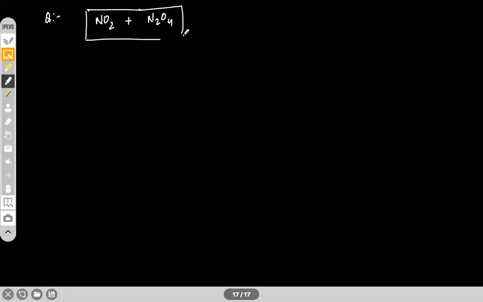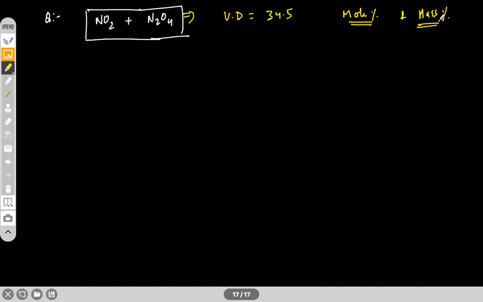If the vapor density of a mixture of NO2 and N2O4 is 34.5, then calculate the composition in mole percent and mass percent. Try this.